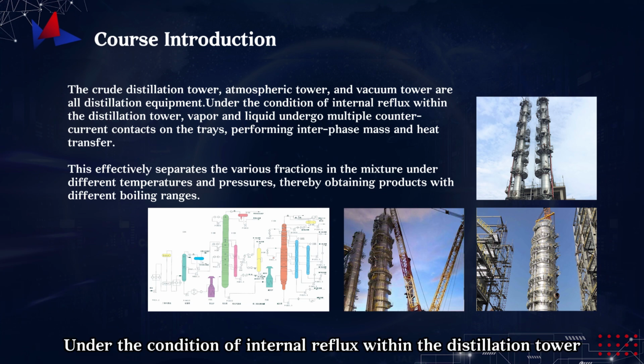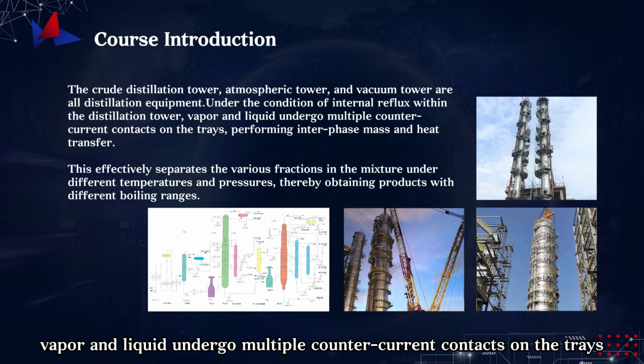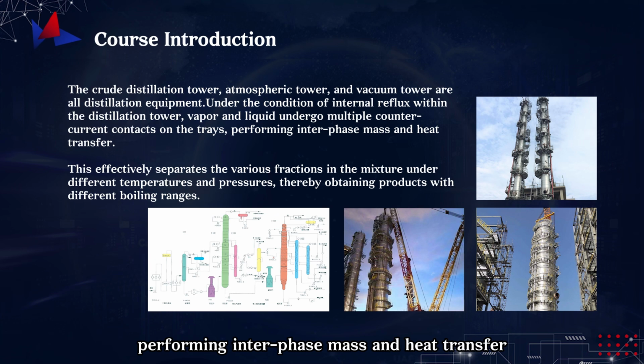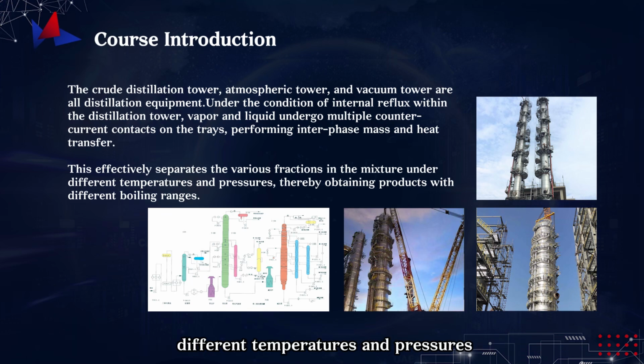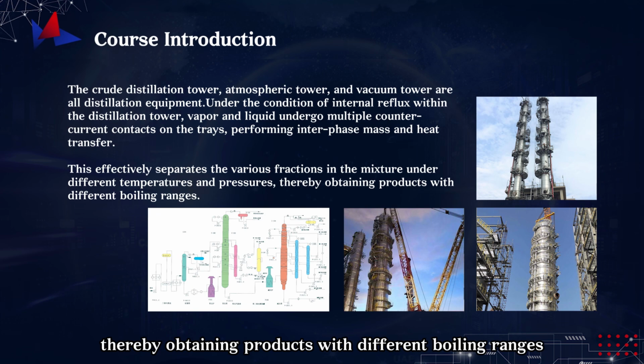Under the condition of internal reflux within the distillation tower, vapor and liquid undergo multiple countercurrent contacts on the trays, performing interphase mass and heat transfer. This effectively separates the various fractions in the mixture under different temperatures and pressures, thereby obtaining products with different boiling ranges.